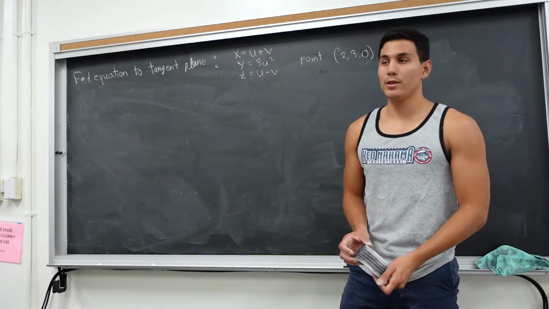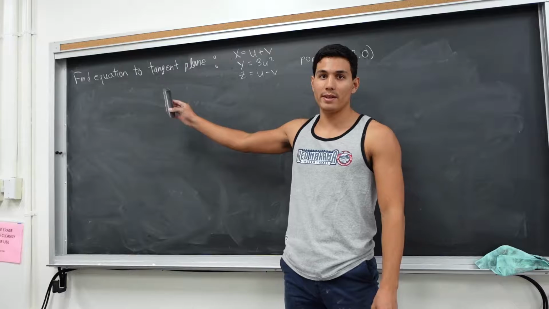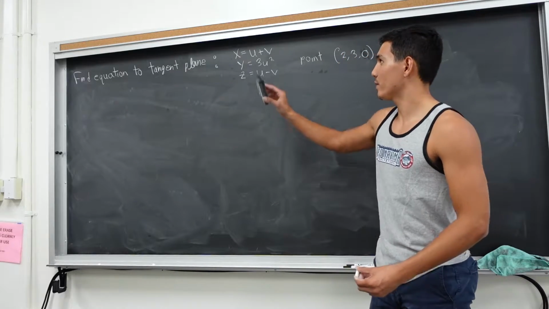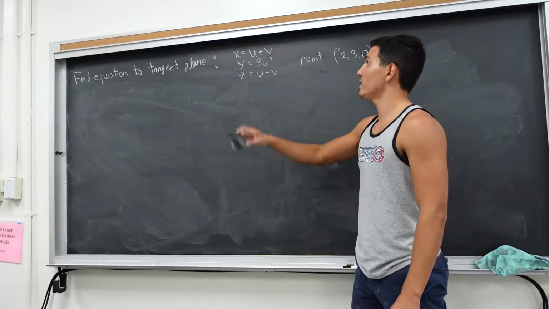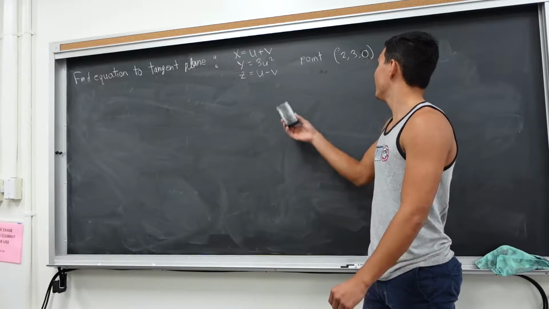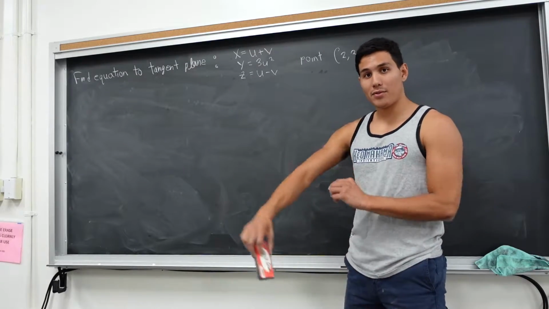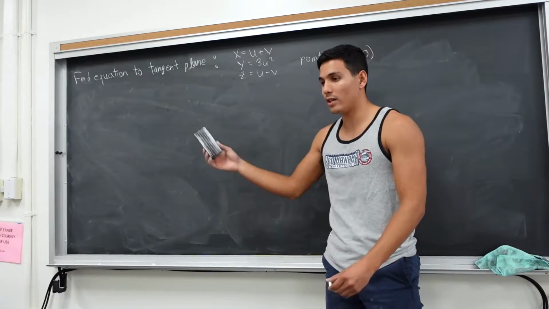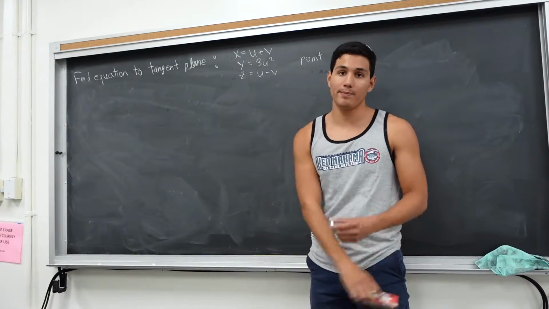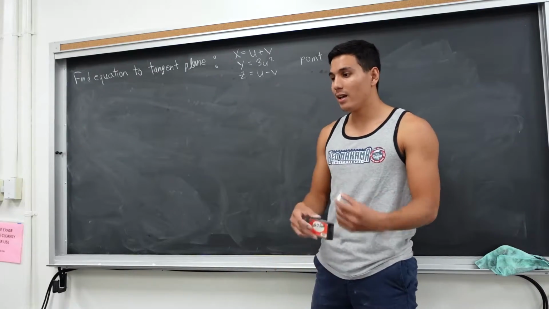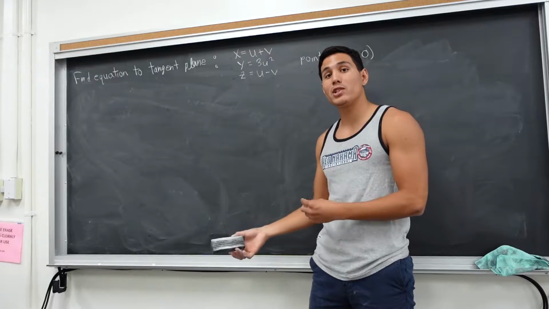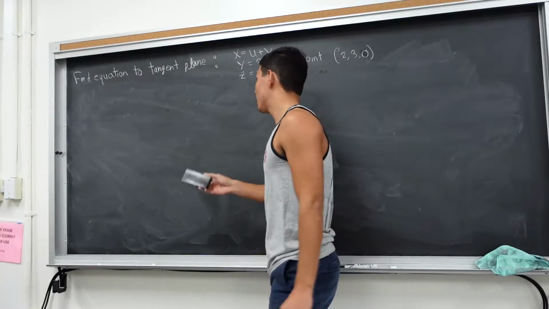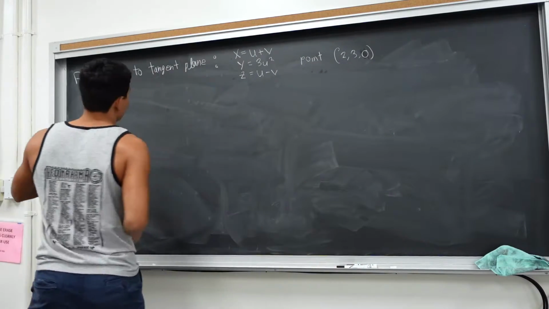Okay, so what do we want to do? We want to find the equation of the tangent plane. And we're given x, y, and z equal to some functions of u and v, and we have a point. Is that enough information to find a tangent plane? It is, but why don't we write down some more information to help us actually get there? Because right now it would be kind of hard to get there.